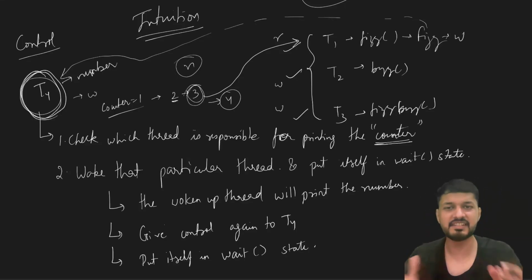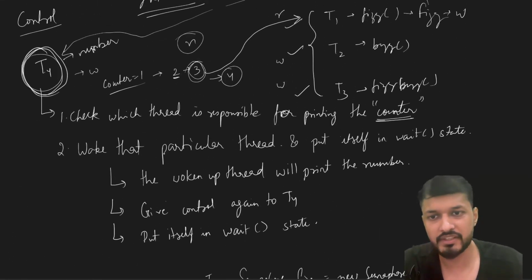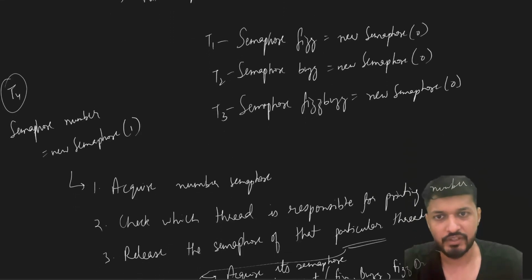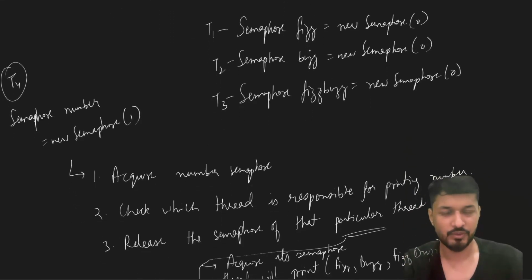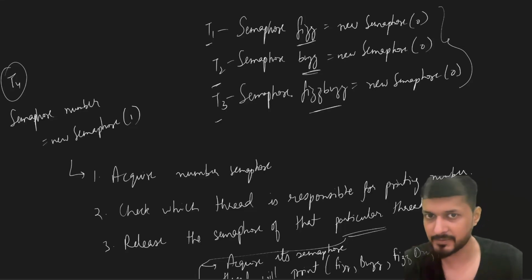Now, this structure seems to be too good to be true, right? But we can make this happen using semaphores. Let's see how. To simulate whatever we have explained here, we will create 4 semaphores. One semaphore will be Fizz, second will be Buzz, and third will be FizzBuzz. All these 3 semaphores will initially have 0 permits, and we will make T1, T2, and T3 wait on these semaphores. How we make threads wait on these semaphores, we have already covered in our semaphore video, right?